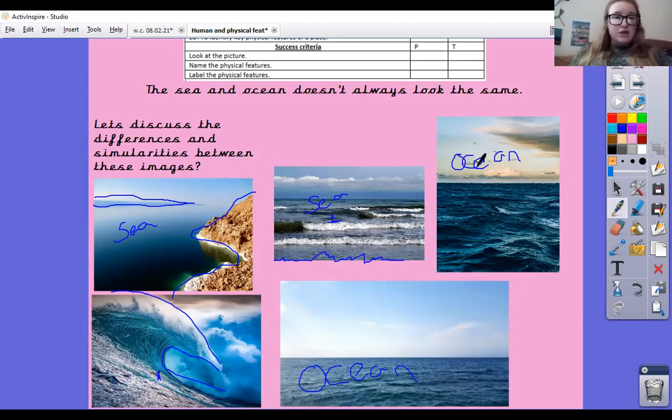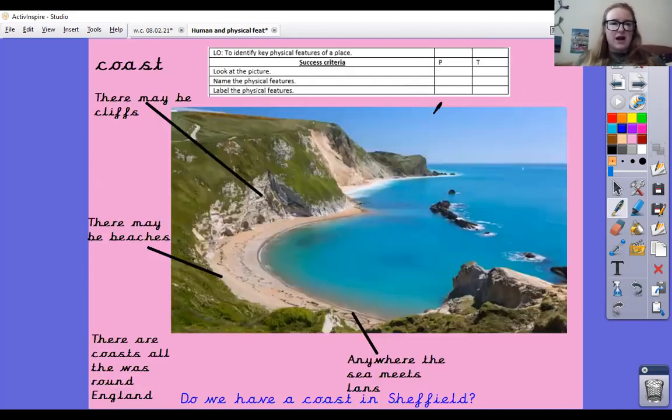So we have the word sea, we have the word ocean. They are both the salty water that makes up the earth, that surrounds countries. But if it's right next to the beach, if it's right next to the coast, we call it the sea. And if it's the really, really big amounts of water out with no land near it, we call it the ocean.